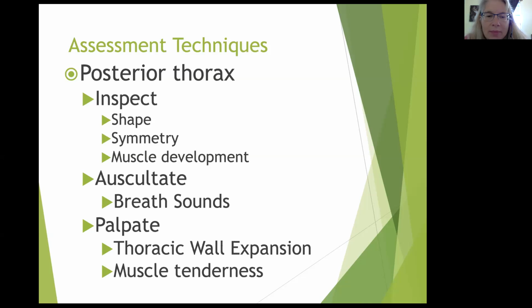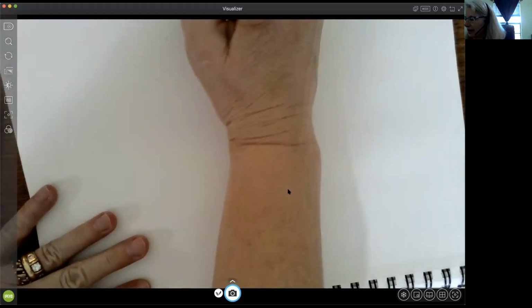So then when we palpate, because we're going to inspect and then we're going to palpate, hold on, I know I have a picture somewhere. Oh, well, I'll just draw one. Okay. So let's say that this is our spine.